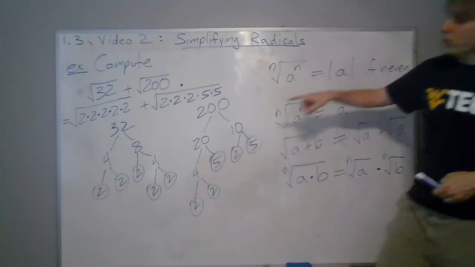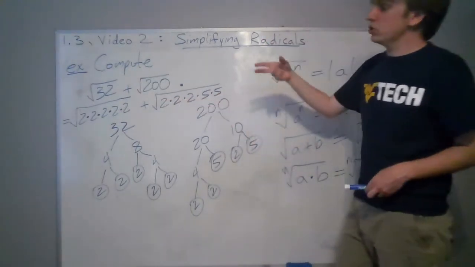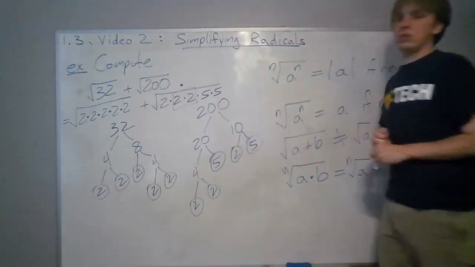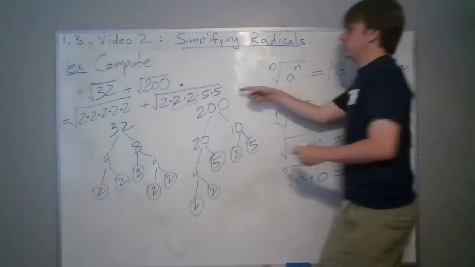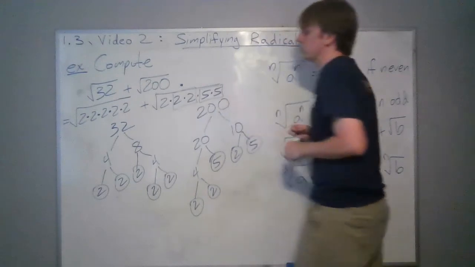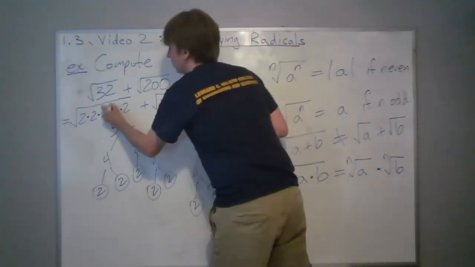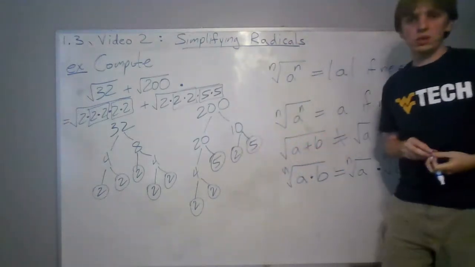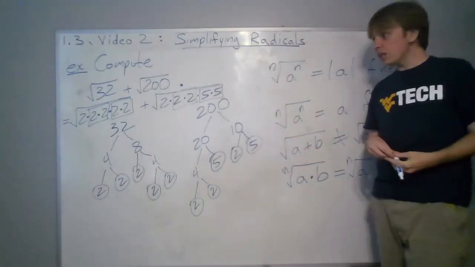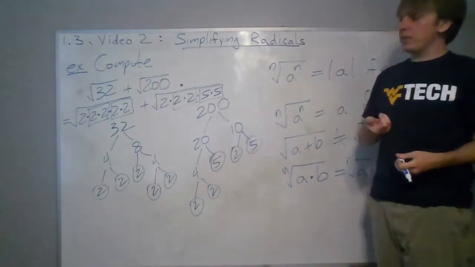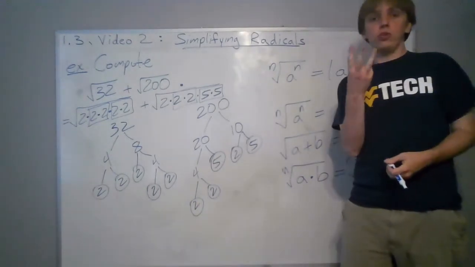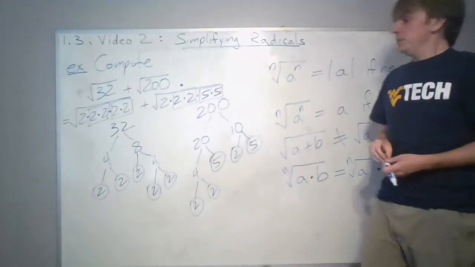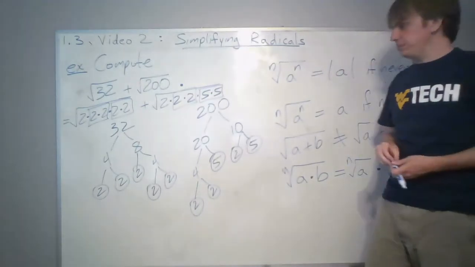So let's see, we're taking a square root. We want to look for squares. Well, there's a square. 2 times 2 is a square. There's a square. 5 times 5 is a square. 2 times 2 is a square. So I'm pairing the numbers up because we're taking a square root. If the original problem had cube roots, we'd be looking for triples of numbers that were all the same. So we're looking for a 2, 2, 2 or a 5, 5, 5.